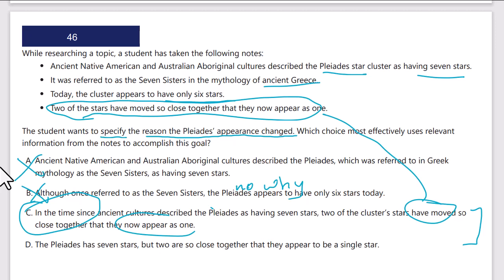The Pleiades has 7 stars. Okay, that's background. That's not a reason. But 2 are so close together that, okay, there's no change here, actually. They're so close together that they appear as a single star. But that doesn't indicate any change. It doesn't say at an old time they appeared as 7, now they appear as 6. The lack of change in D makes it wrong. C is the correct answer.